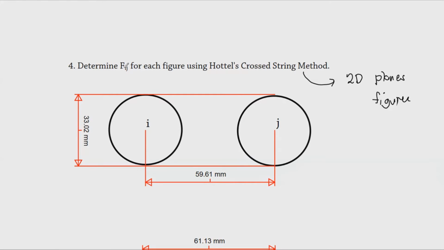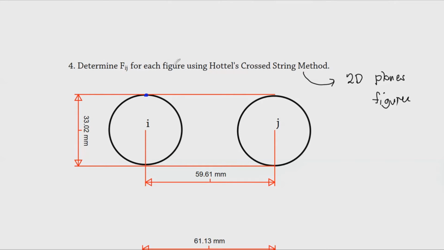Now, to evaluate this with Hottel's cross-string method, we have to understand what we mean by string. This string is actually an imaginary line that we draw as if strings were pinned from the edges of the objects. Let's have the strings in blue. I add some pins here. This is my object 1, I, and then I will try to draw the strings.